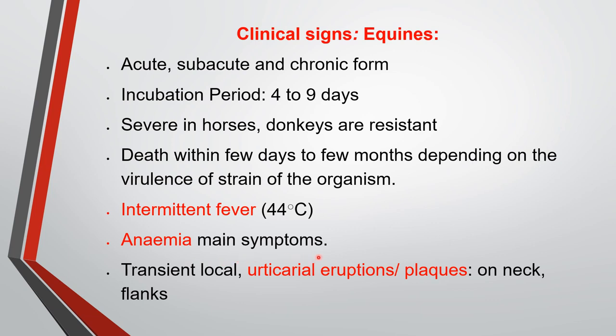Anemia is the main symptom. Another important symptom is a transient, temporary, local urticarial eruption. A raised edematous plaque or wheal-like structure is called an urticarial eruption, just like a mosquito bite. These are found on sensitive areas of the neck and flanks.